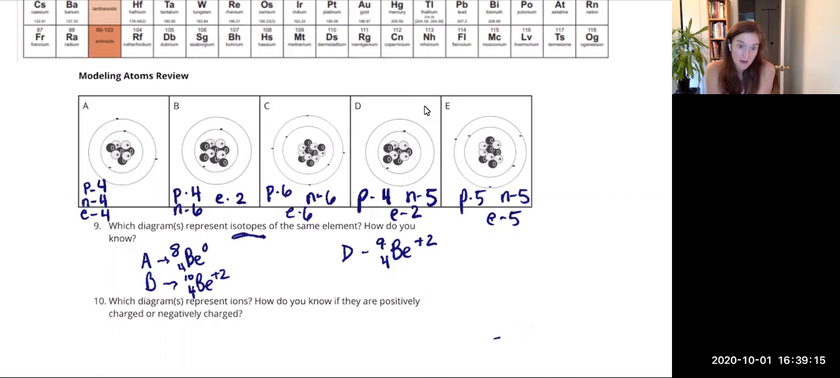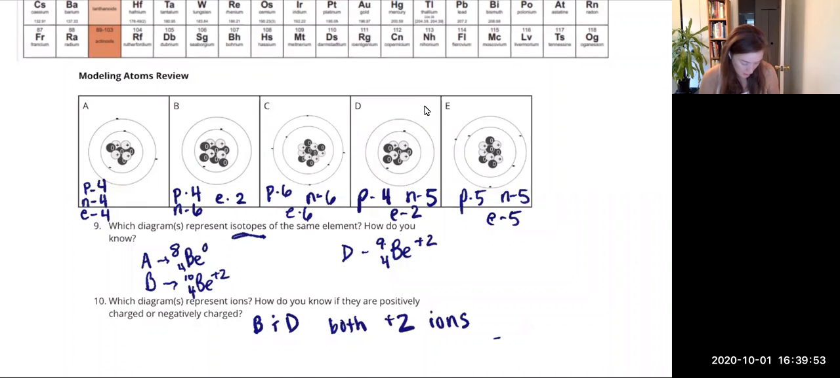I know that they're isotopes because they're the same atom, they're the same identity, they have the same number of protons, they're the same atomic number, however you want to say it, but they have a different number of neutrons or a different mass. Either one is great. For ions, B and D are both ions. What about C? Is C an ion? No, 6 protons and 6 electrons. What about E? Nope, 5 protons and 5 electrons. So B and D are both ions. They're both positive ions, +2 ions.